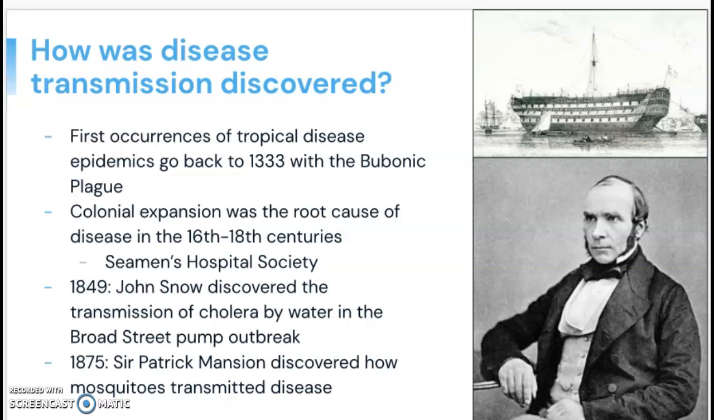One important discovery was back in 1849 when John Snow, an English physician, discovered that cholera was transmitted by water. Another huge discovery was made later in 1875 by Sir Patrick Manson, who discovered the transmission of disease by mosquitoes through dissecting them and finding pathogens in their muscles. These discoveries essentially set up the world to develop medicines and learn more in depth about these tropical diseases.